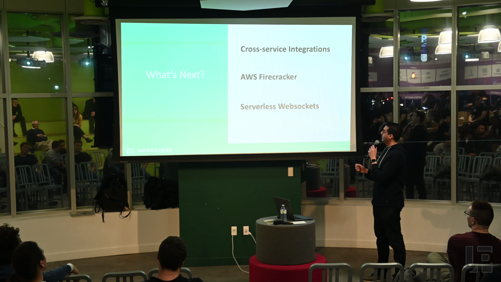Number two is AWS Firecracker. That was open sourced several months ago. It's the underlying technology that right now powers Lambda. It's a kernel-based VM that is heavily optimized for serverless. So we're trying to see if there are any internal use cases for it.